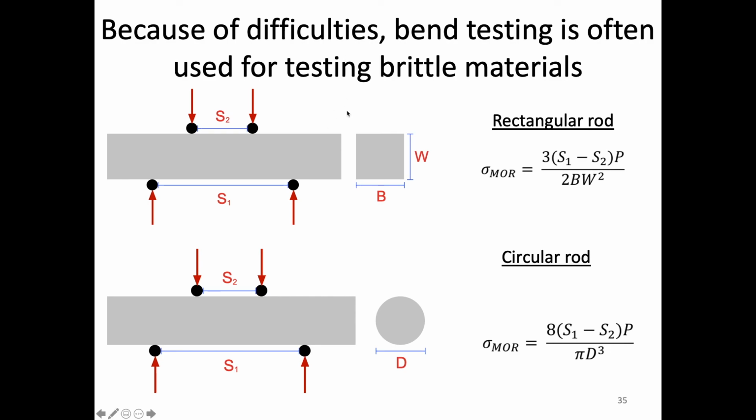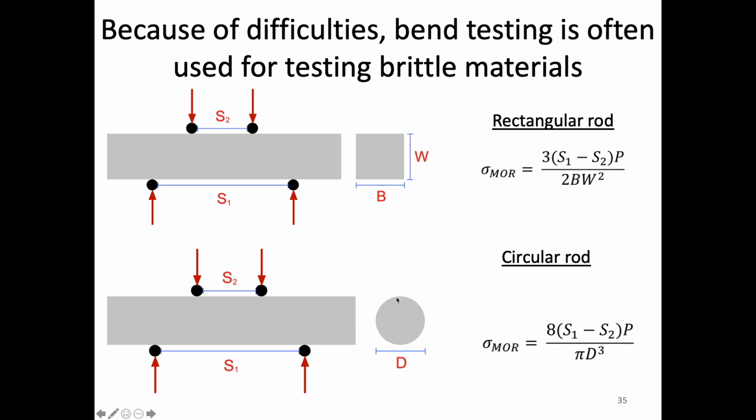And so if I have a rectangular cross-section with W and B as the dimensions of the cross-section, then I can calculate what's known as the modulus of rupture, or MOR, by this equation. So the S1, S2 are the spans. S1 is the bottom span, the larger. S2 is the top span, which is the smaller. P is the load. And then again, B and W are the dimensions.